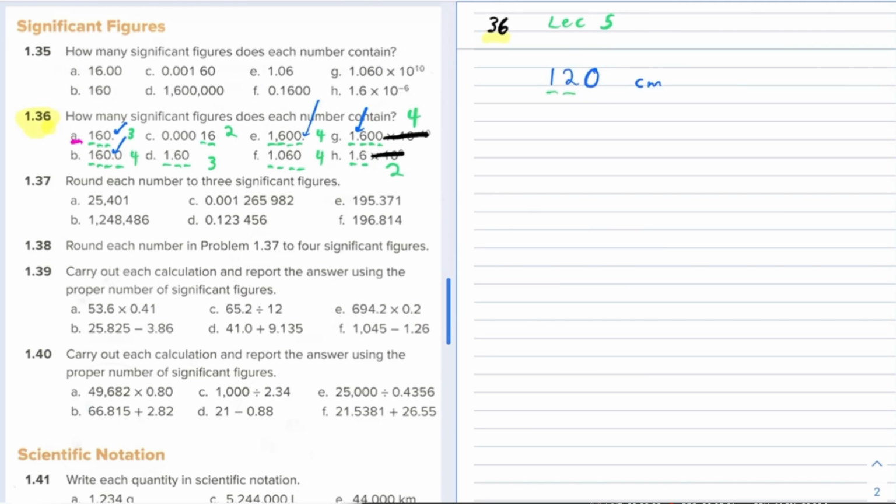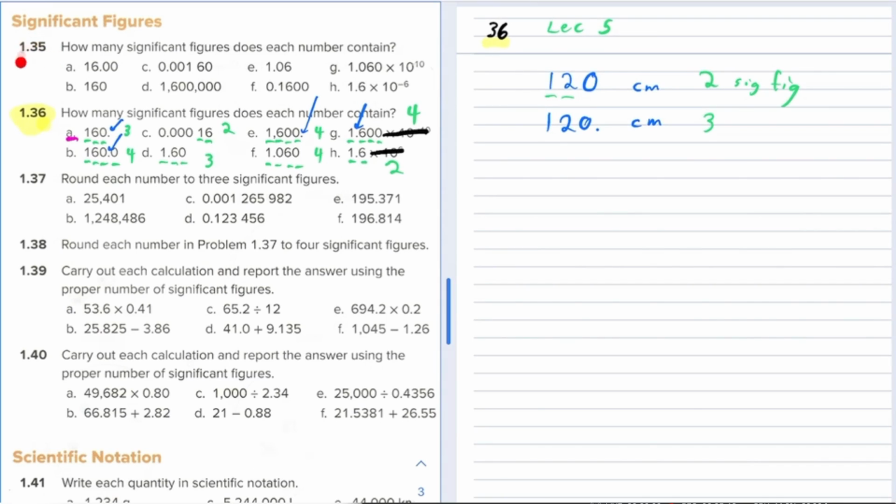So this right here would be a 2 sig fig number. But if you see something written like this, 120 point centimeters, we would say this is a 3 sig fig number. So these are two different measurements, believe it or not. We talk all about this in lecture 5. So, problem number 35 is very similar. Have a go at that one.